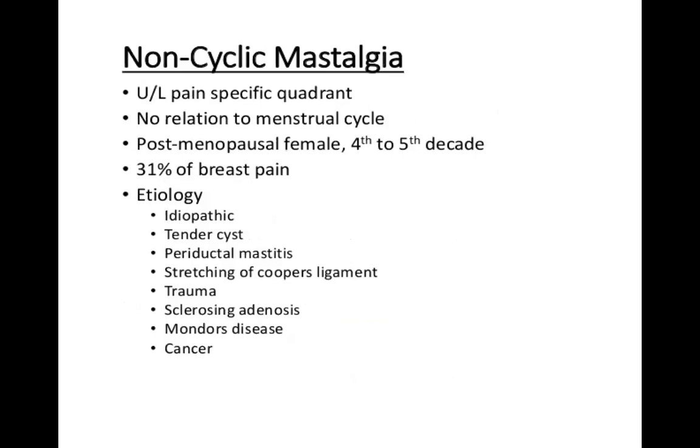The non-cyclic mastalgia usually presents with unilateral pain that occurs in specific quadrant of the breast. It is not related to menstrual cycle. Usually, the postmenopausal females in their 4th to 5th decade of life, they are most commonly affected. Non-cyclic mastalgia accounts for 31% of the breast pain. Its causes could be breast cysts, periductal mastitis, trauma, sclerosing adenosis, or Mondor's disease, and rarely it can be because of cancer.